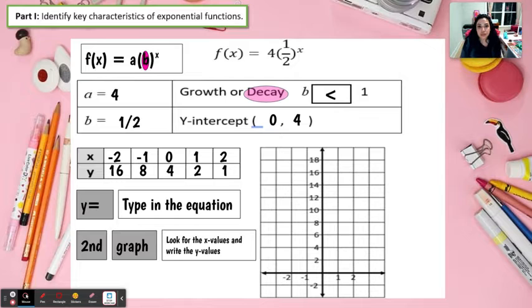Okay. So once you have your values, now we can graph it on the given graph here. I take my first point, (-2, 16), and I plot that point, -2 on my x, 16 on my y. My next point, (-1, 8). There we go. Then (0, 4), that is my y-intercept, so it's going to go on my y-axis. Then we have the point (1, 2). And lastly, the point (2, 1).